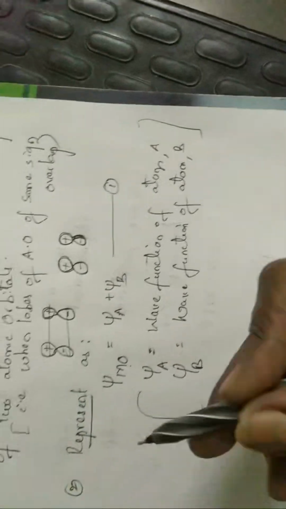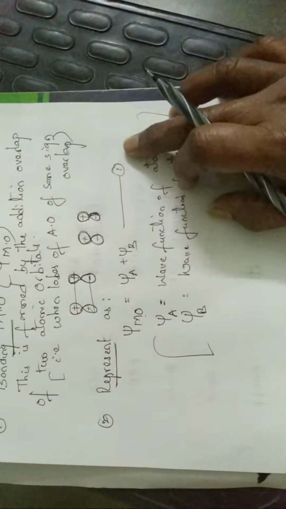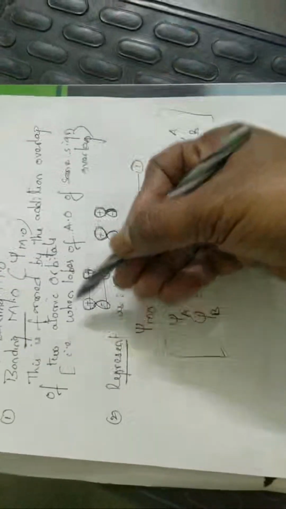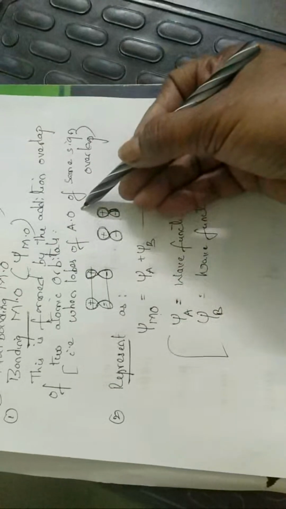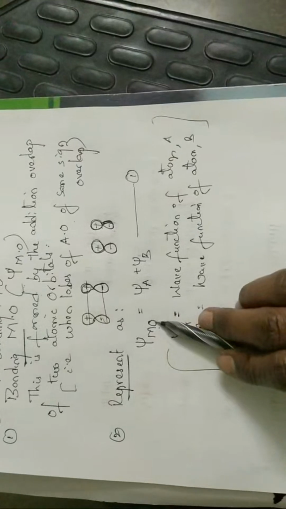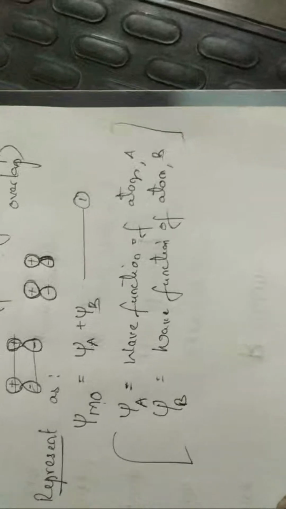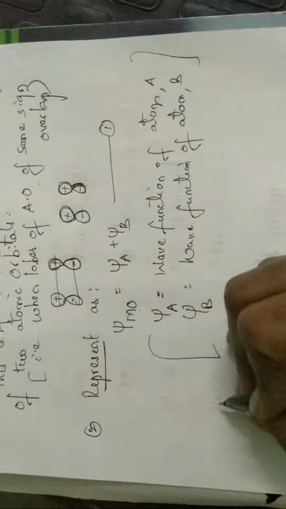So we have some salient features. This is the representation, and first, bonding formation. Bonding molecular orbital is formed by the addition overlap of two atomic orbitals. It means when lobes of atomic orbitals of the same sign overlap, we represent it as psi molecular orbital equal to psi A plus psi B, where psi A is the wave function of atom A and psi B is the wave function of atom B. After this, it has some salient features.